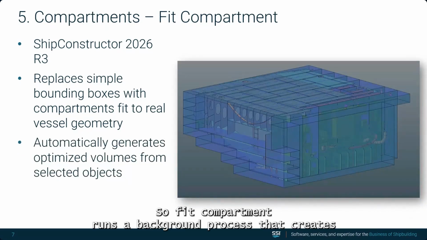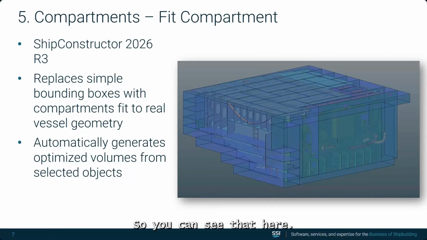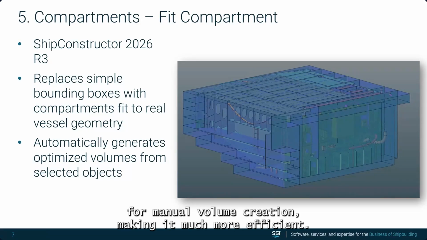Fit Compartment runs a background process that creates an optimized set of volumes to more closely match the compartment geometry. So you can see that here. This improves accuracy while eliminating the need for manual volume creation, making it much more efficient.